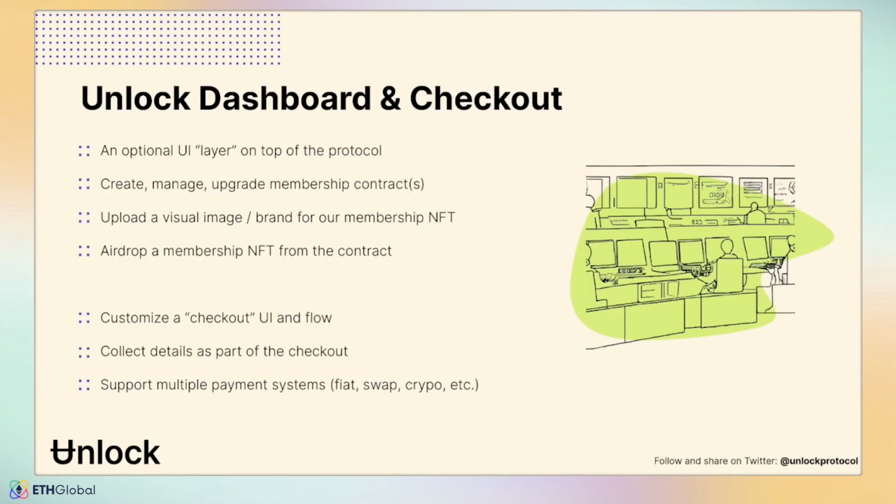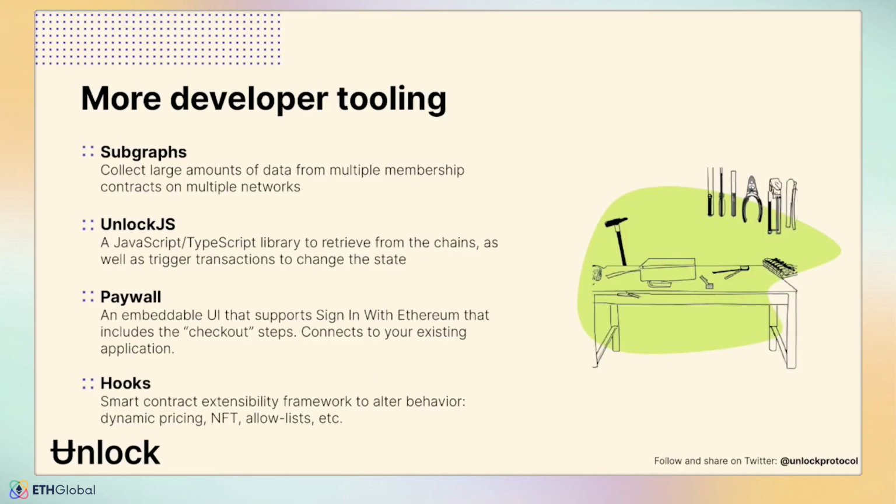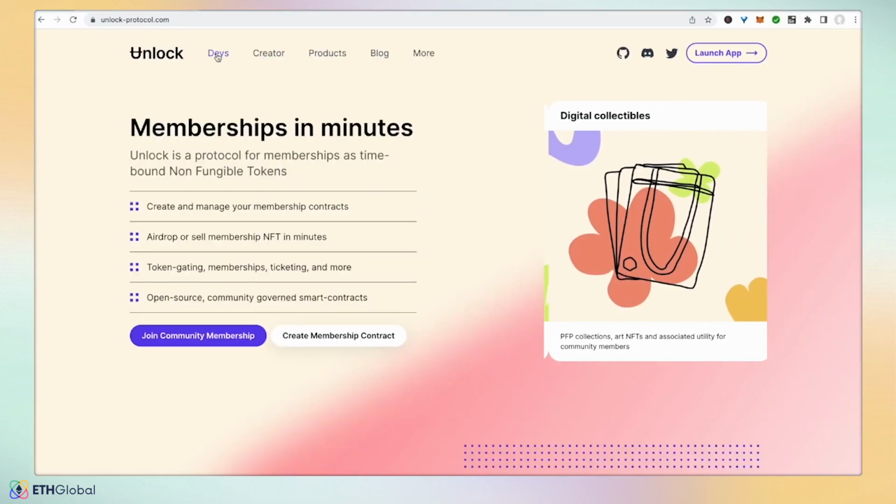So that's the two tools, the dashboard and the checkout, that are basically UI and front end that you can use to get started, or also use in your application. We also have built a lot more developer tooling that is directly useful for you developers to integrate Unlock into your applications. First of all, we mentioned this earlier, the concept of subgraph. As you know, the graph is a protocol for on-chain data indexing, and we have built custom subgraphs for Unlock smart contracts.